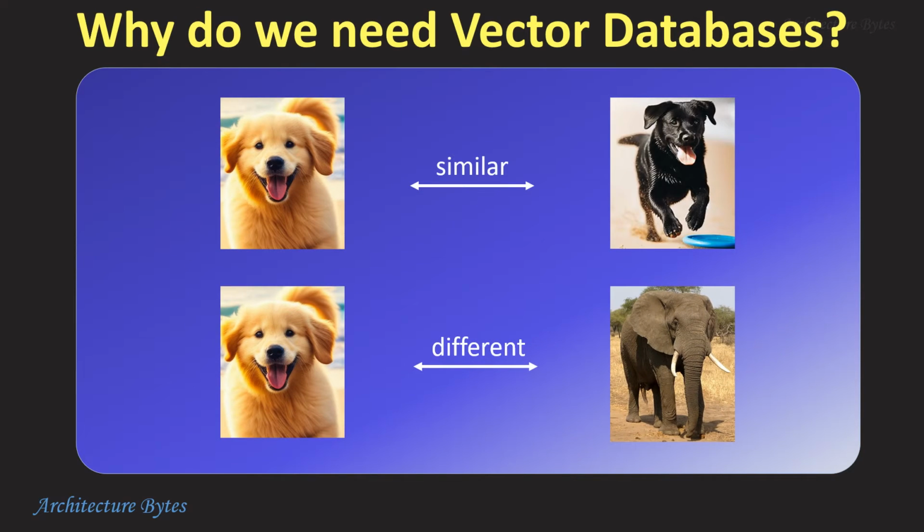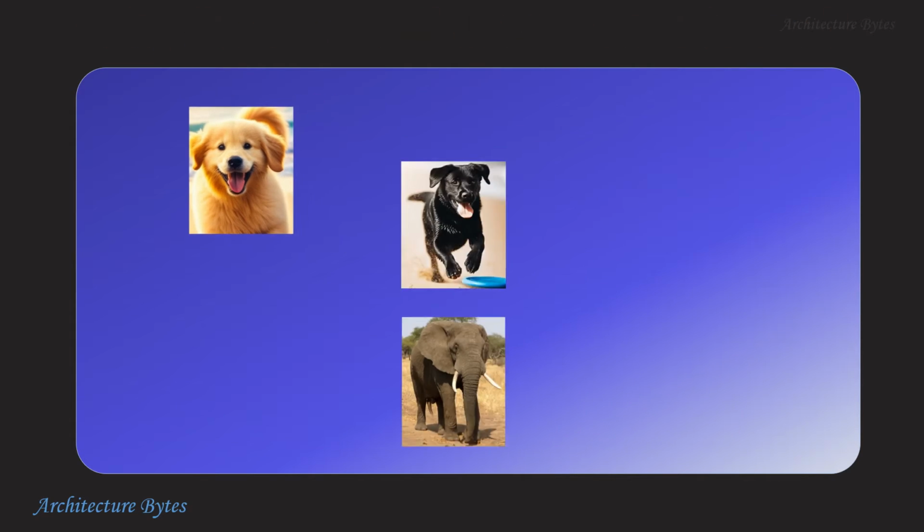As humans, we can easily tell how similar or different two images are. This is difficult for machines or databases to do. Traditional databases are not equipped to handle this. This is where vector databases come in. They give us a way to search by meaning rather than just a text or a simple number match.